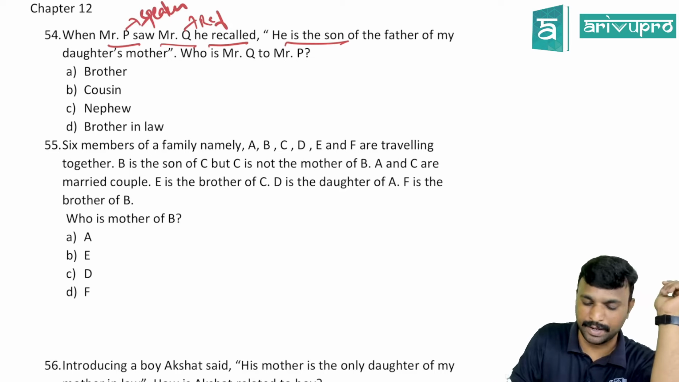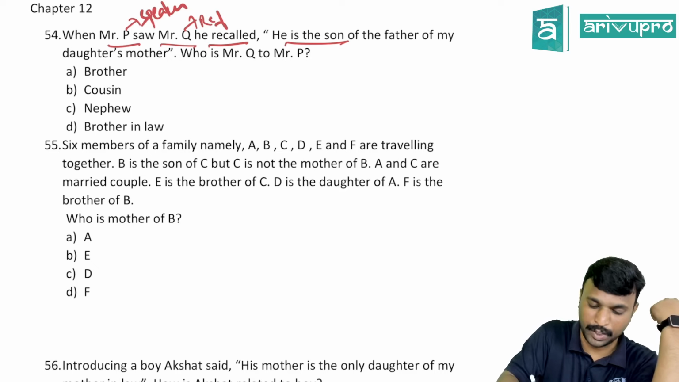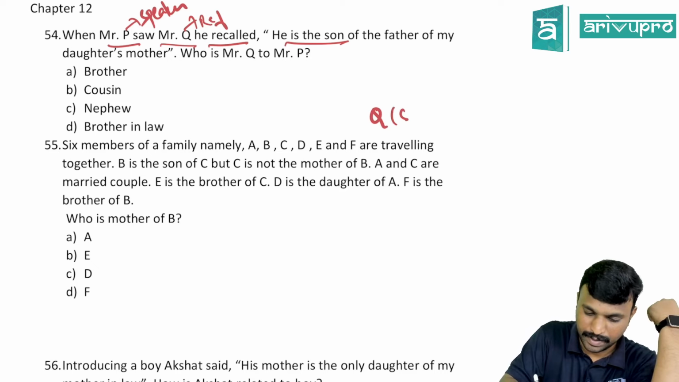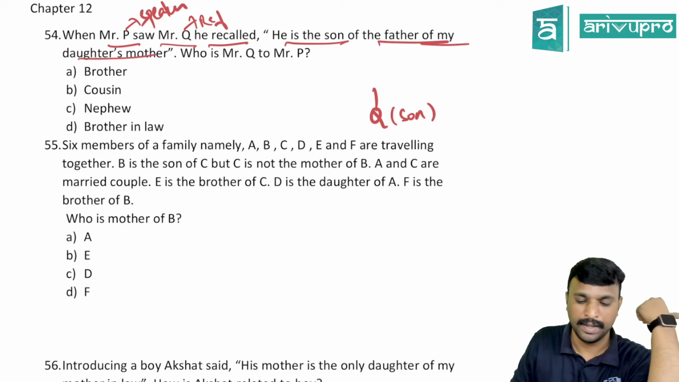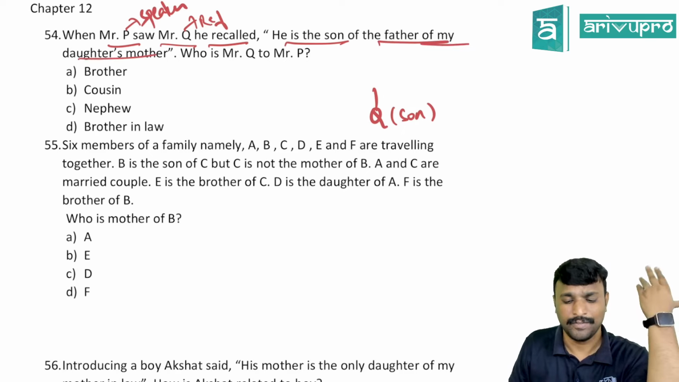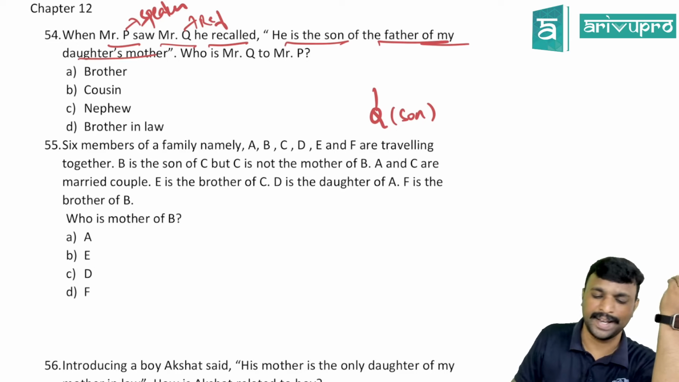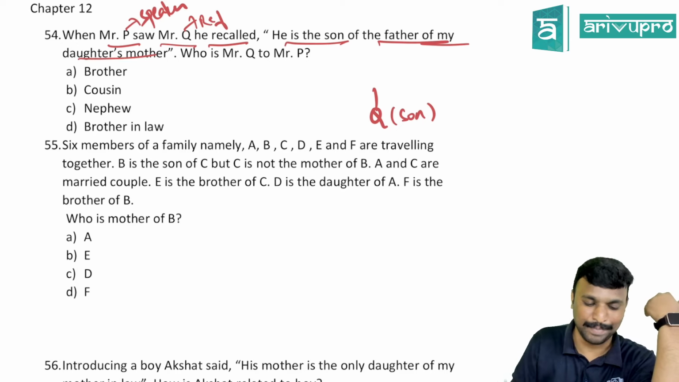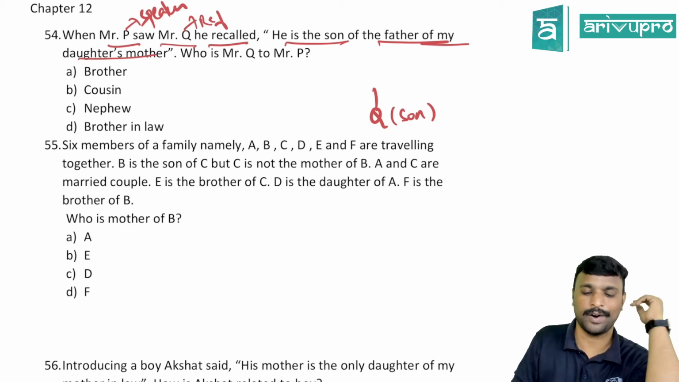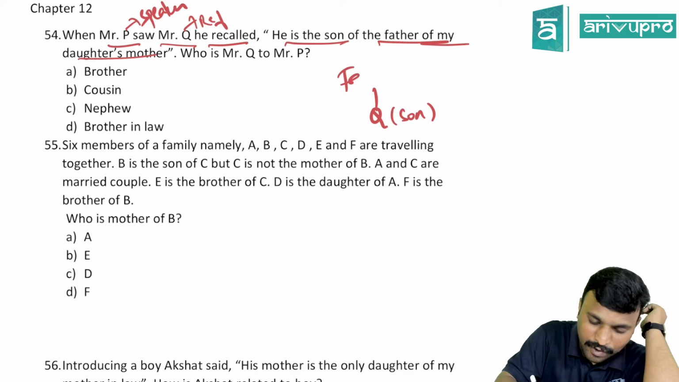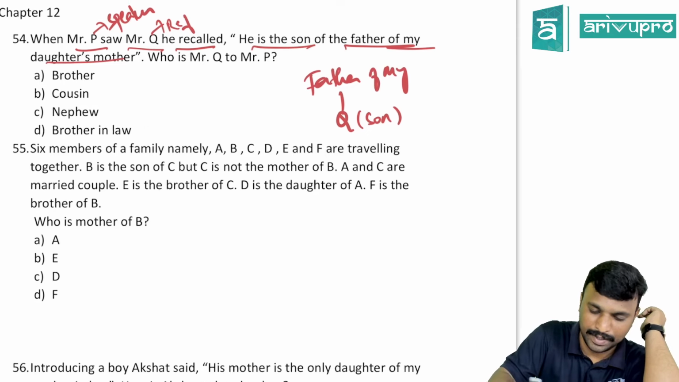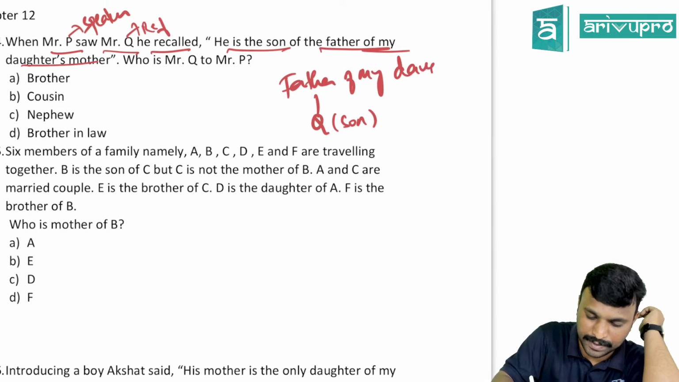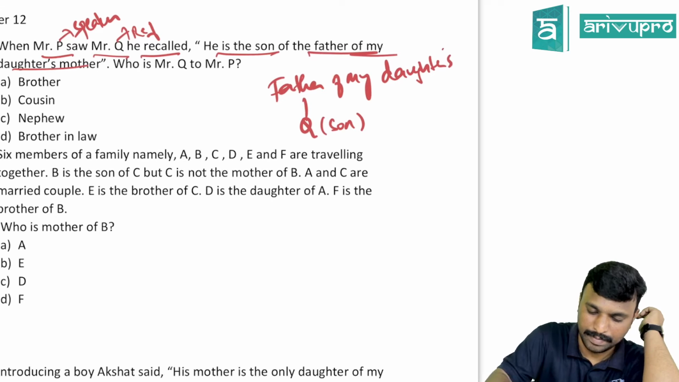Guys, he is the son. Who? The reference person. Q is the son of someone. Who is that someone? The father of my daughter's mother. Guys, father of my daughter's mother. My daughter's mother. Who is my daughter's mother? Son of father of my daughter's mother.